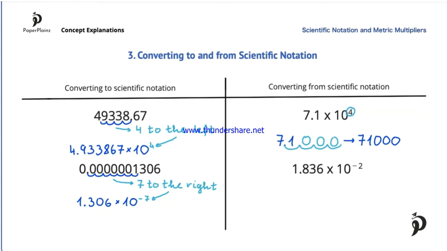For the next number, we will also start by writing down 1.836, and since here the power of 10 is negative 2, we will move the decimal point 2 places to the left, so it ends up here. Then we'll fill in the empty space with a 0, and I will put another 0 in front of the decimal place, and get 0.01836.